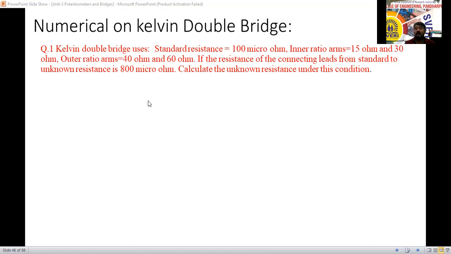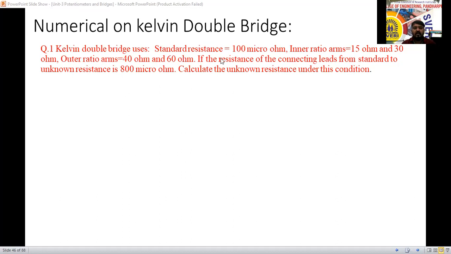See here, from S to R, that is, from the standard resistance to the unknown resistance, it is 800 micro ohm. Calculate the unknown resistance under this condition. I will explain this problem first, then in the second problem we can solve that one.